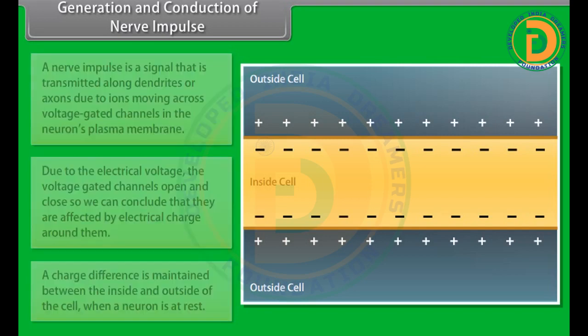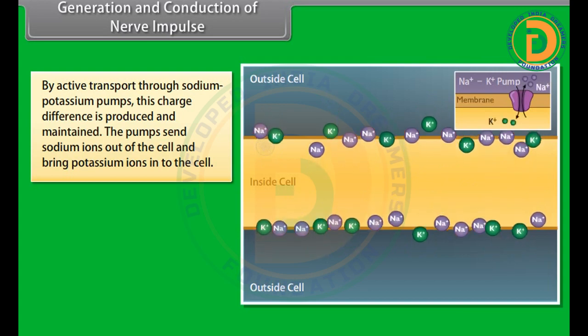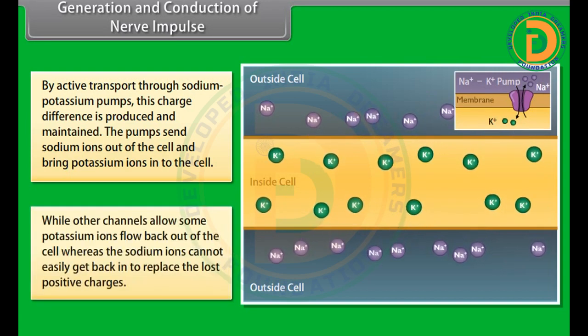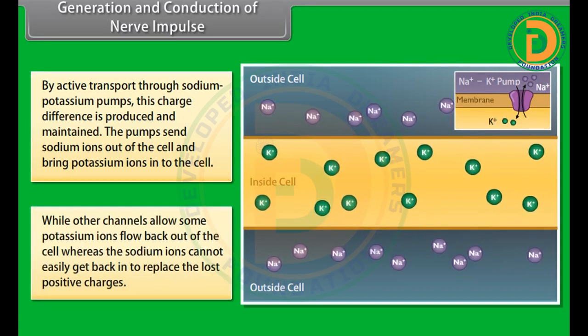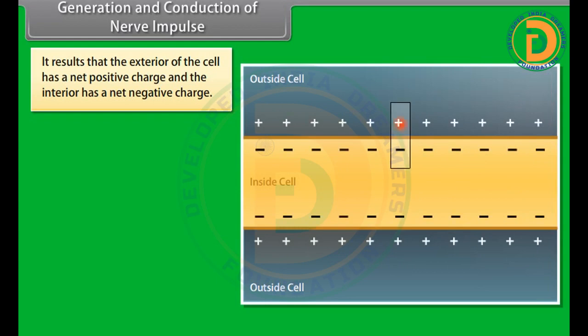A charge difference is maintained between the inside and outside of the cell when a neuron is at rest. By active transport through sodium-potassium pumps, this charge difference is produced and maintained. The pumps send sodium ions out of the cell and bring potassium ions into the cell, while other channels allow some potassium ions to flow back out of the cell, whereas the sodium ions cannot easily get back in to replace the lost positive charges. It results that the exterior of the cell has a net positive charge and the interior has a net negative charge.